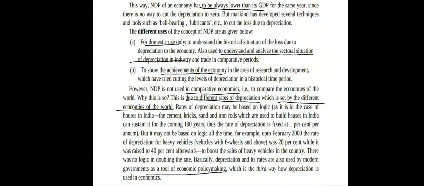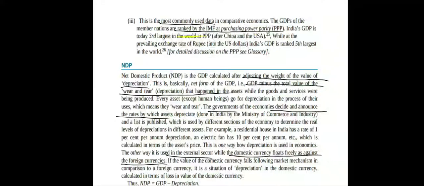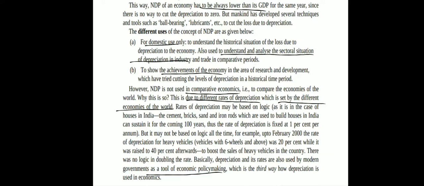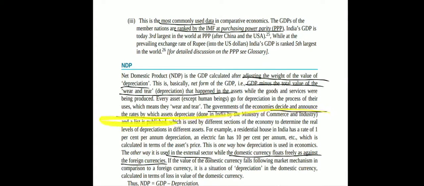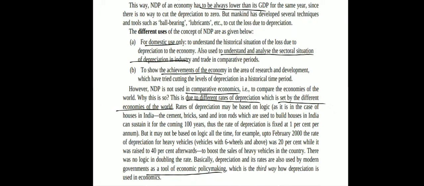Also, NDP is not used in comparative economics. That is, when we compare the economies of the world, which we saw here that IMF ranks the GDP, thus GDP is used in comparative economics, but NDP is not used. Why? Because the rates of depreciation are different and are set by the different economies of the world, as we saw here that the governments decide and announce the rates by which the assets depreciate, and in India it is done by the Ministry of Commerce and Industry. So this was it. However, depreciation and its rates are also used by modern governments as a tool of economic policy making. This is the third way of how depreciation is used in economics.